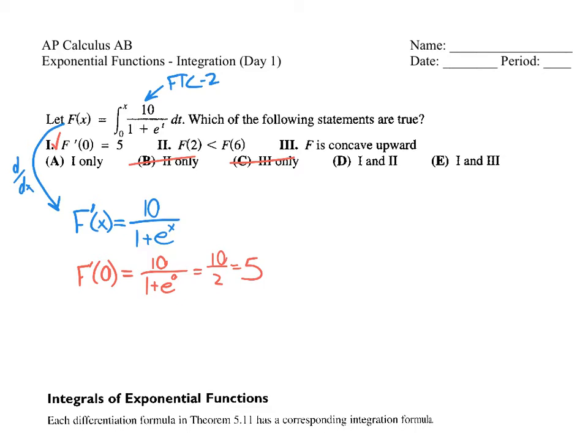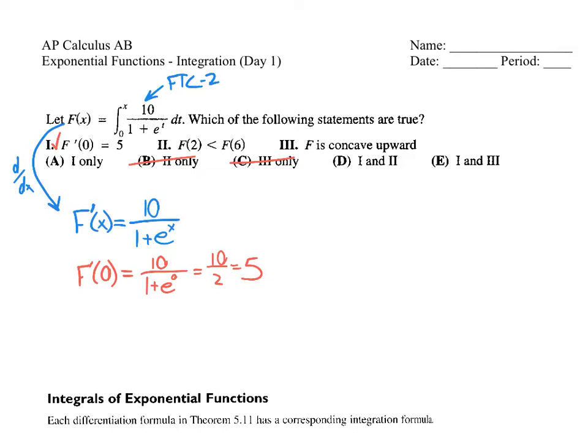So let's try some others here. Part 2. How would I be able to determine if part 2 is correct or not? Alright, we could plug in 2 here and we could plug in 6 here and do the integrals for both of them. Although right now we don't know how to do the integral of an exponential. There's an easier way though. Use the first derivative of f(x)? Okay, so how would we use the first derivative?